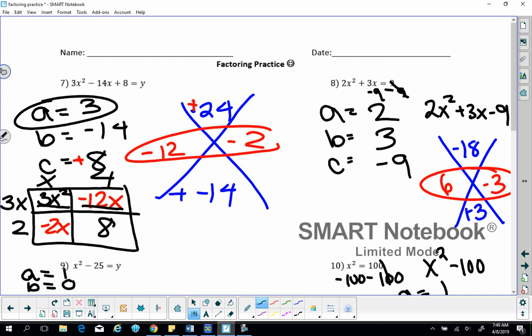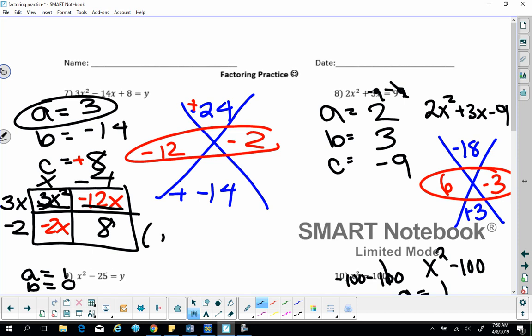Now let's make sure it makes sense, right? Does 3 times x equal 3x squared? 3x times x? Yep. Does 2 times x equal negative 2x? It doesn't, right? I need to put a negative right there. Now it's negative 2 times x equals negative 2x. 4 times 3x equals negative 12x. I got to put a minus sign right there too. Negative 2 times negative 4 is positive 8. So your answers would be 3x minus 2, x minus 4.